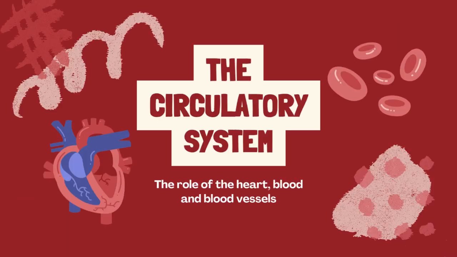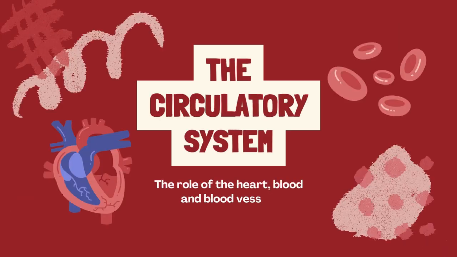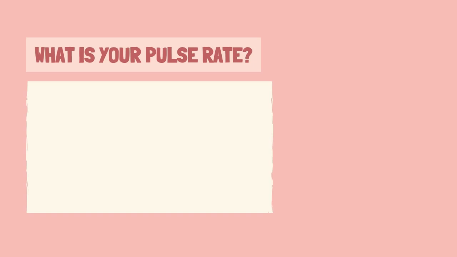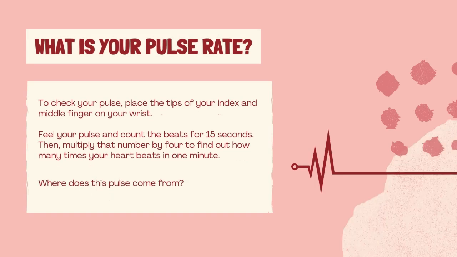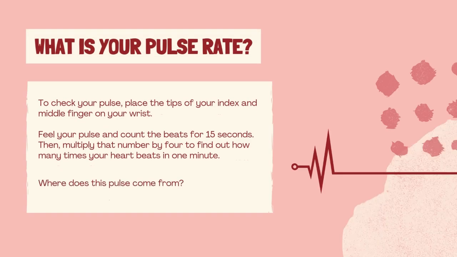The circulatory system. The role of the heart, blood and blood vessels. What is your pulse rate? To check your pulse, place the tips of your index and middle finger on your wrist. Feel your pulse and count the beats for 15 seconds. Then, multiply that number by 4 to find out how many times your heart beats in 1 minute. Where does this pulse come from?